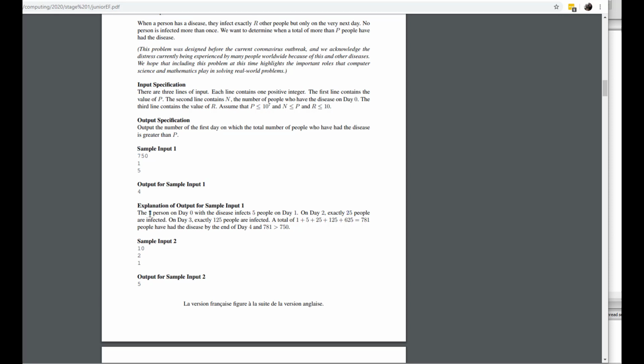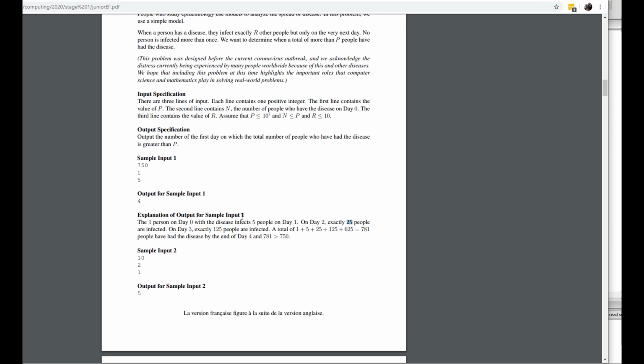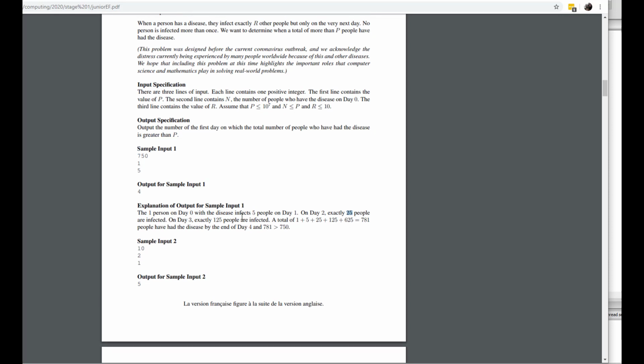However, the one person does not infect other people again, right? And so what you had on day 2 is 25 people who now have the disease, but 6 people from the previous days still have the disease but do not spread it, right? So on day 3, it's those 25 times 5, but the other 6 people did not spread it either. So this is kind of a way of simplifying the problem. And they want to see how long it takes before you reach this critical number, 750.